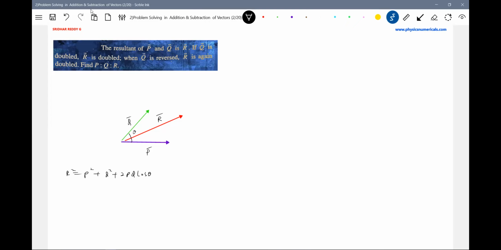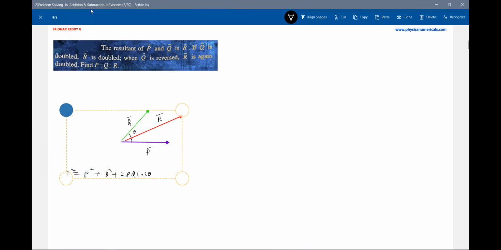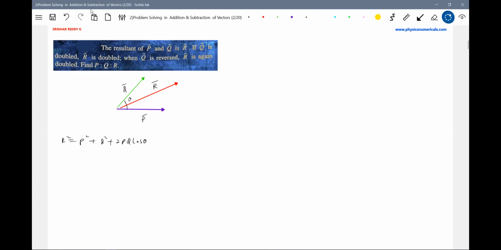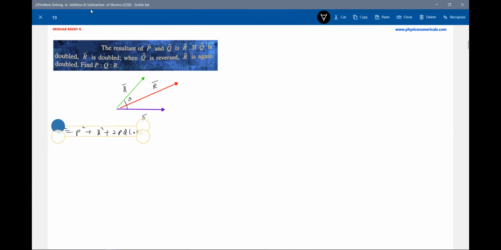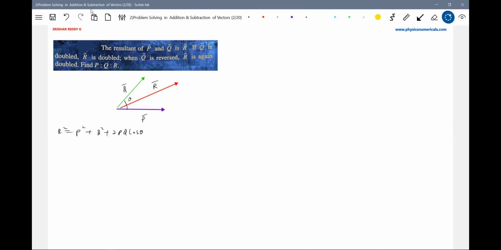Next case, if Q is doubled, R will be doubled. Is it compulsory that I should draw the diagrams? For our convenience, at least we can do some imagination. If Q is doubled, R will be doubled. The P will remain as it is, and the Q will be doubled here. I doubled it, and now proportionally the R will also get doubled.